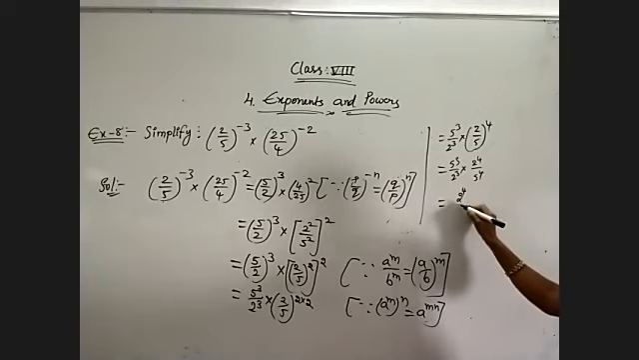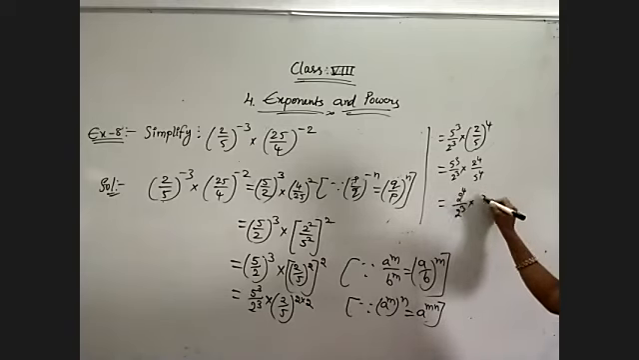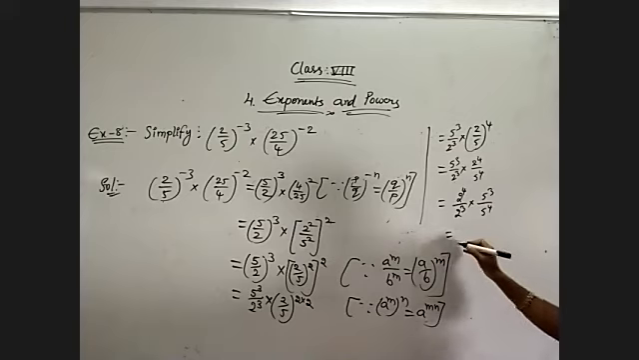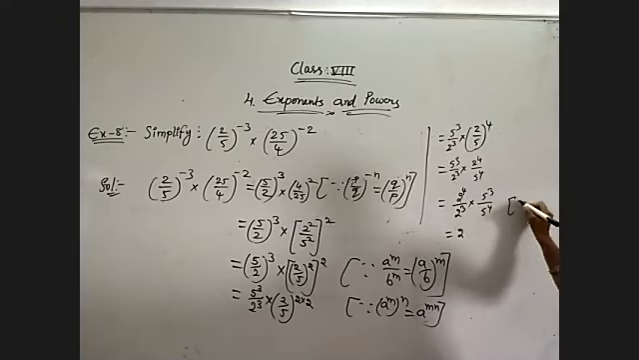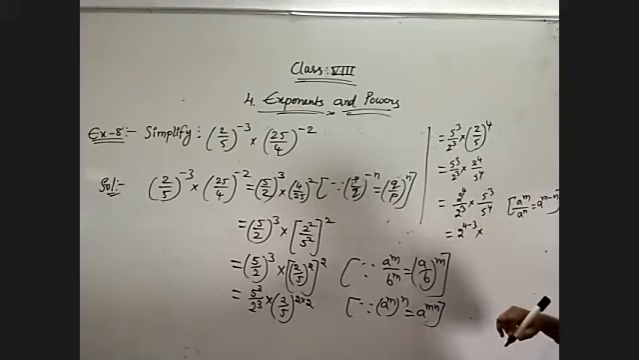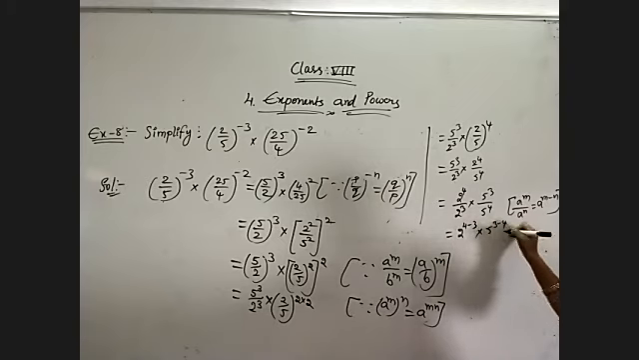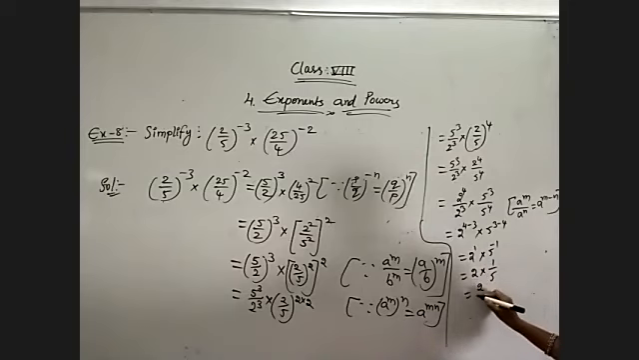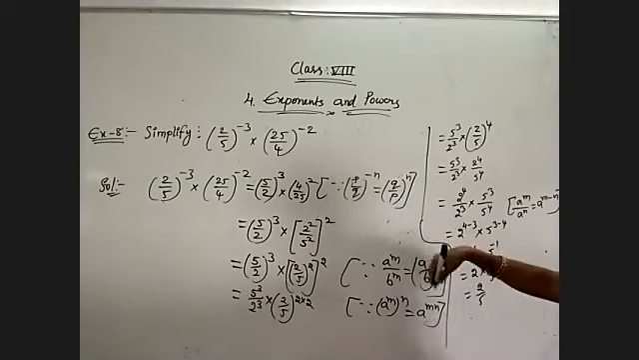2 power 4 by 2 cube into 5 cube by 5 power 4. Now a power m by a power n is nothing but a to the power of m minus n. That is 2 power 4 minus 3 into 5 power 3 minus 4, which is equal to 2 power 1 into 5 power minus 1. So 2 power 1 is 2 itself, 5 power minus 1 is 1 by 5. That is 2 by 5, the simplification of the complete expansion.